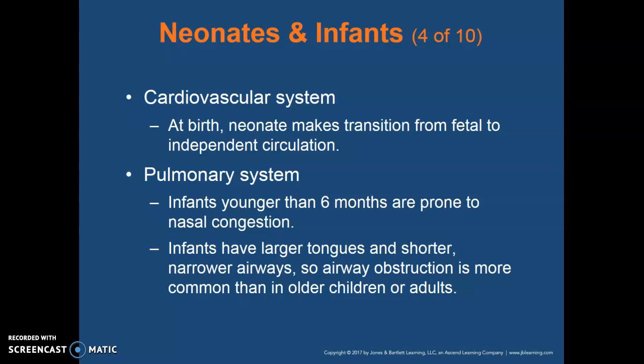For the pulmonary system, infants younger than 6 months are particularly prone to nasal congestion, and babies are predominantly nose breathers. They have to be able to suckle on a bottle or breastfeed in order to obviously stay alive and eat. And so they breathe a lot through their nose. When that becomes congested, they tend to have a hard time keeping their oxygen saturation up. So it's very important to do good suction on those noses for those babies so that they can breathe better.